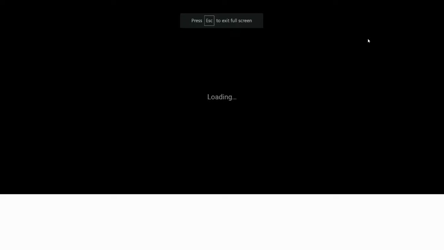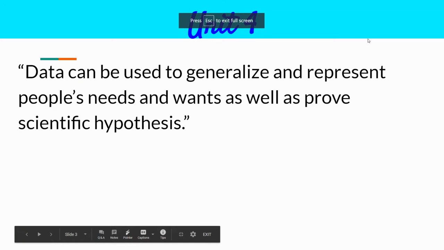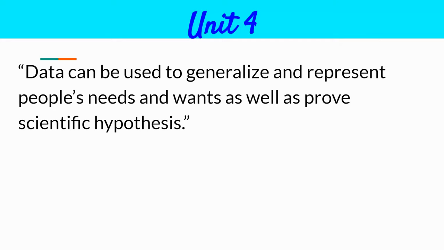Our new unit is unit 4, and our statement of inquiry is: data can be used to generalize and represent people's needs and wants, as well as prove scientific hypotheses. I wonder why you think we're going to be talking about it, because you're actually starting to collect your data for your science fair. So our idea now is to start working on how to display data and how to categorize data in order to prove your scientific hypothesis for your science fair.